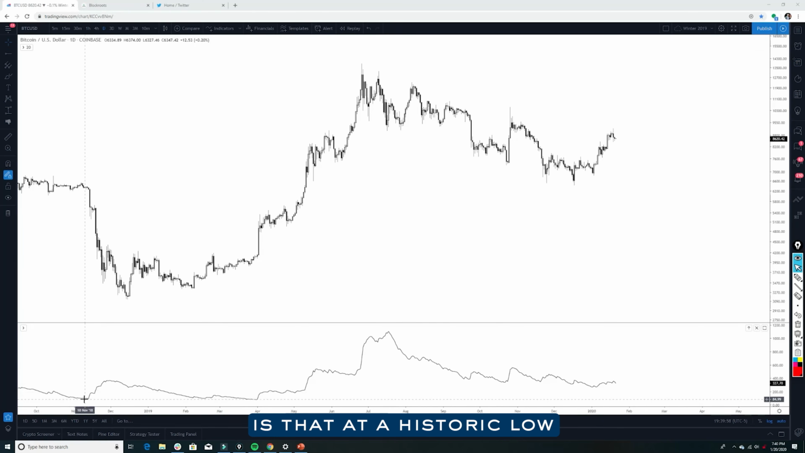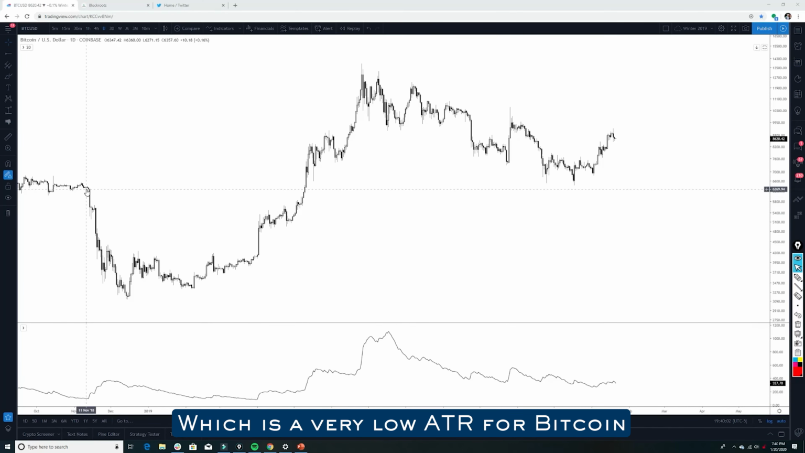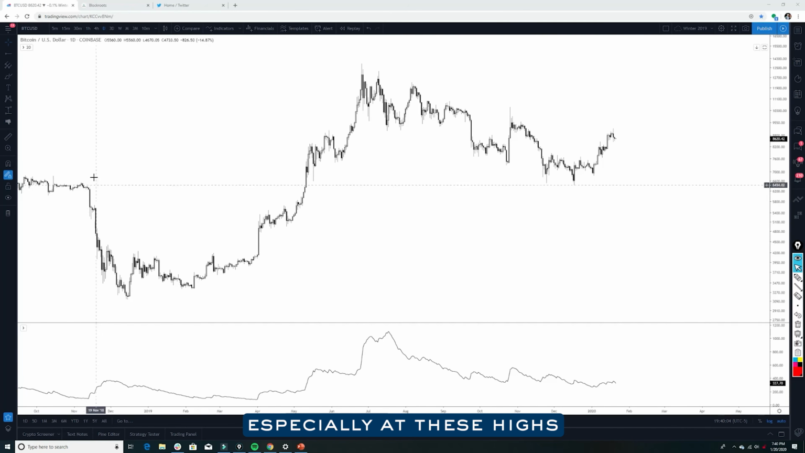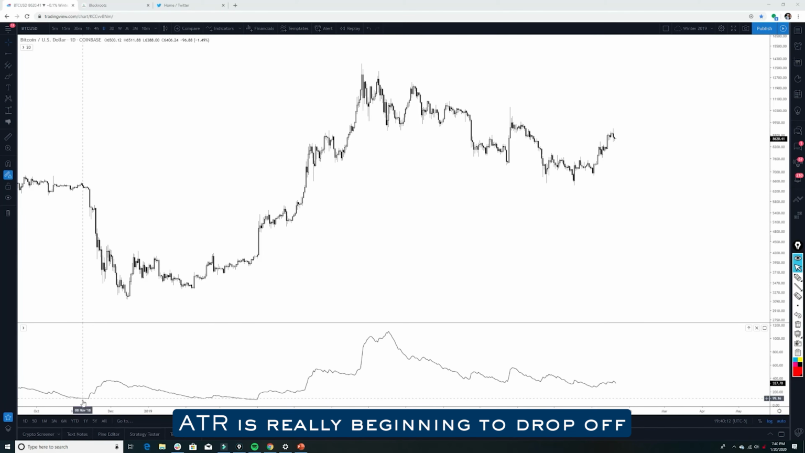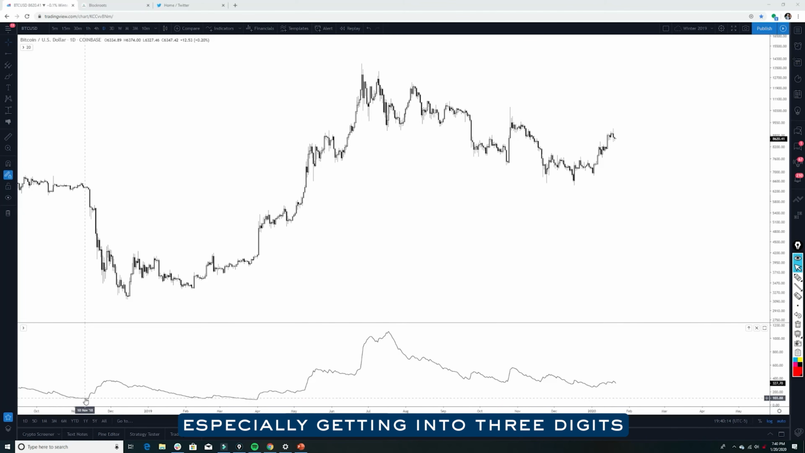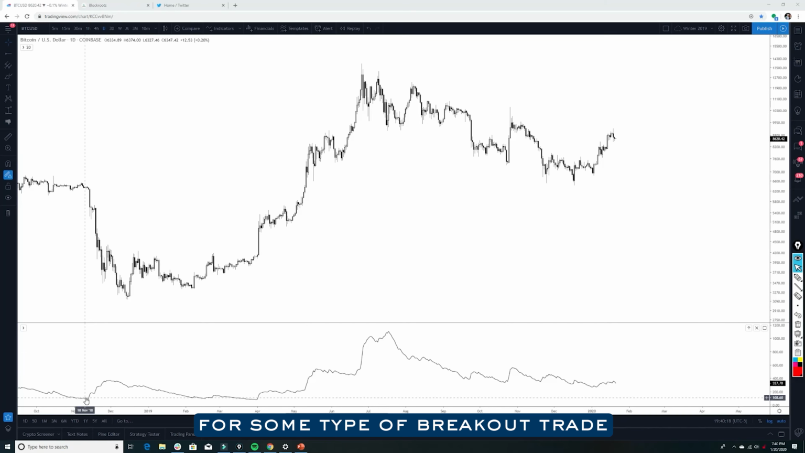So what you'll see is that at a historic low in the ATR, right around $100, which is a very low ATR for Bitcoin, especially at these highs when Bitcoin is $6,421, this is a historic low. So when you see that ATR is really beginning to drop off, especially getting into 3 digits, that's potentially a time to set yourself up for some type of breakout trade.